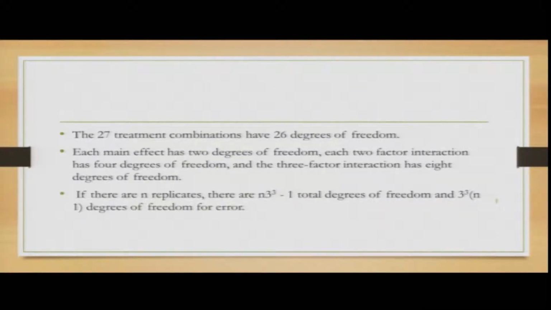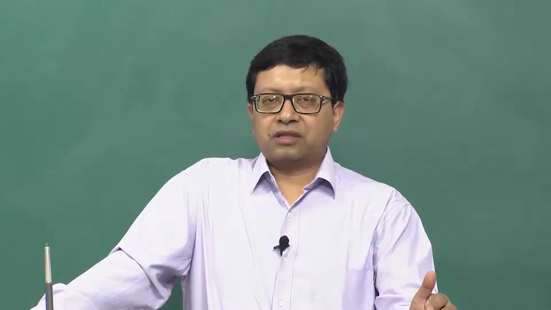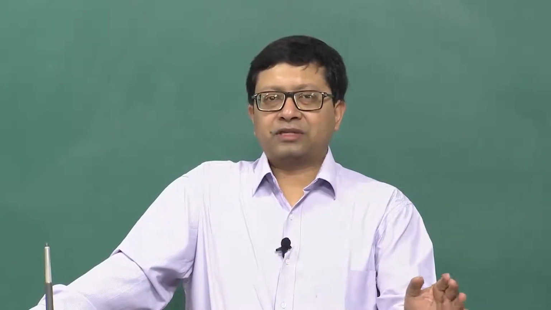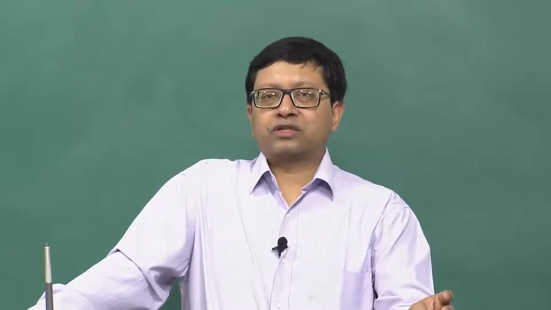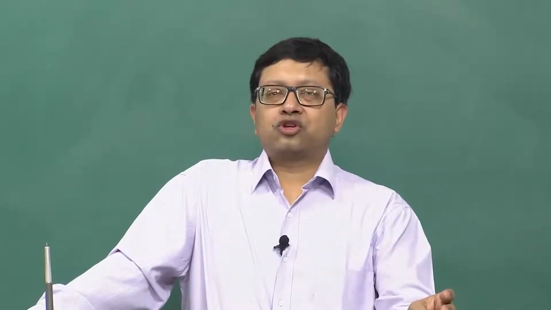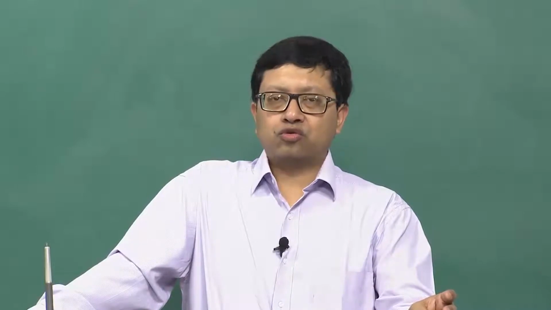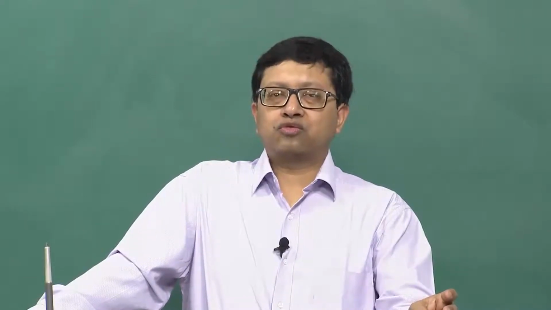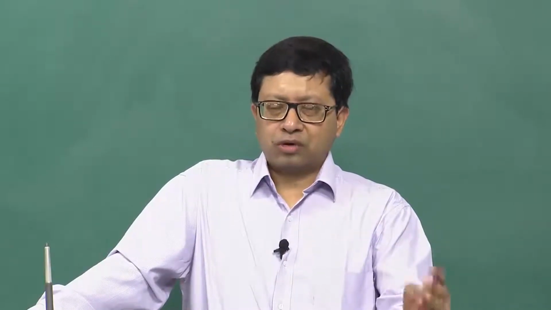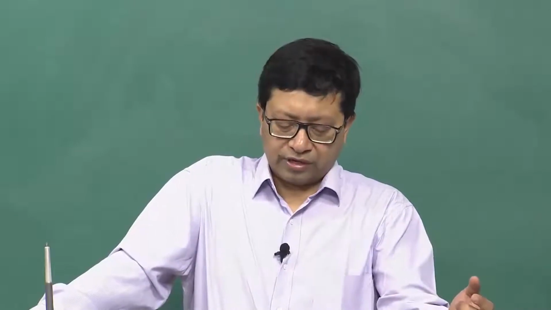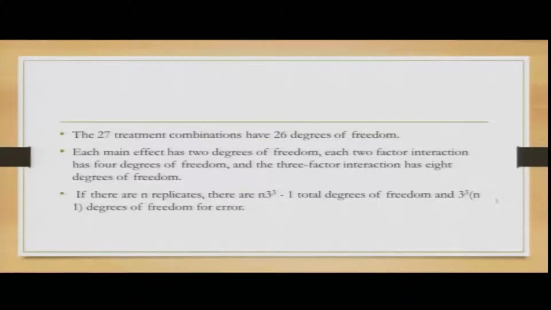The 27 treatment combinations have 26 degrees of freedom, because if you count the numbers in this so called Rubik cube, in the lower plane the combinations would start from 0 0 0 and go to the extreme end as 2 2 2. So, at the lowest level you will have combinations as 0 0 0, 0 0 1, 0 0 2, then you have 0 1 0, 0 2 0, then 1 0 0, 2 0 0 and basically proceed accordingly. So, these are 27 treatment combinations and each has 26 degrees of freedom.